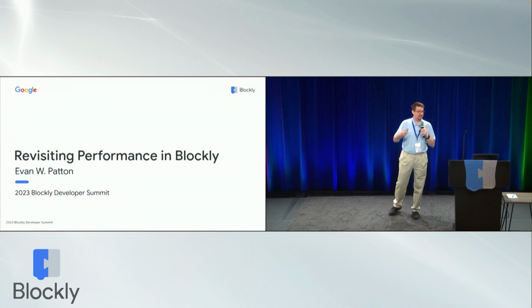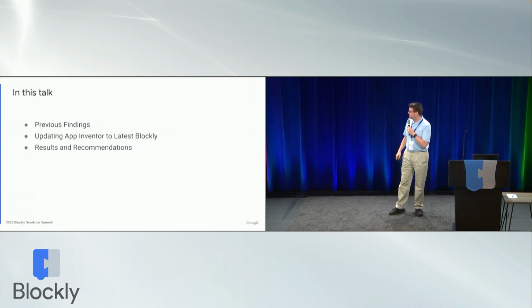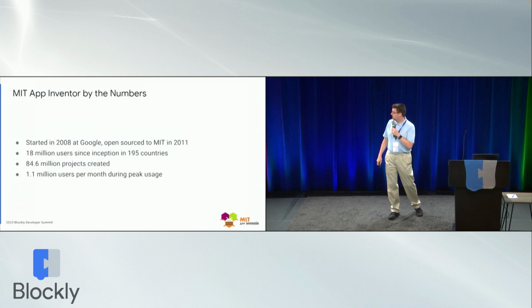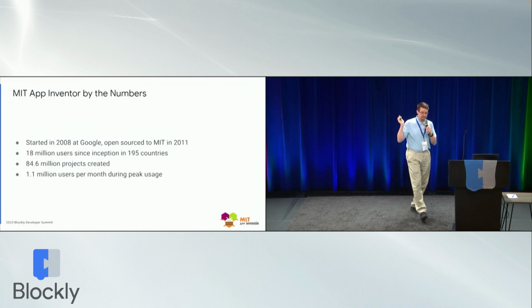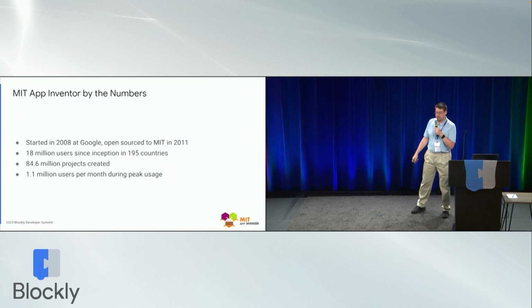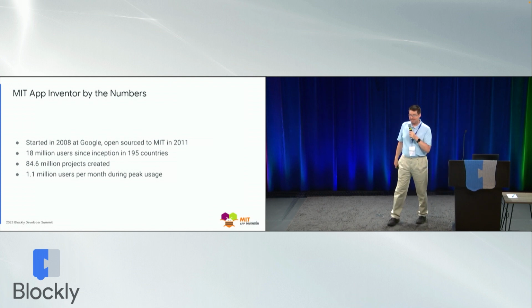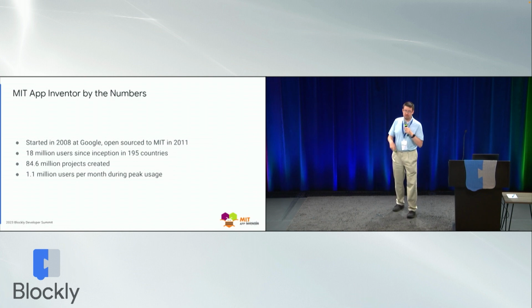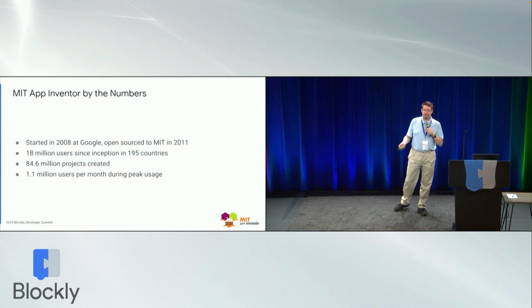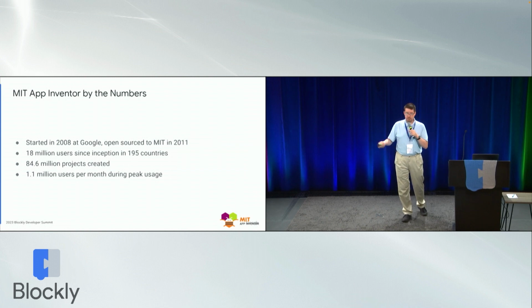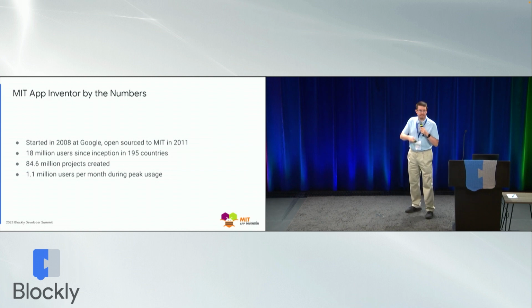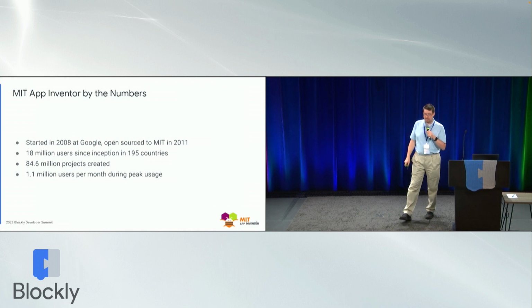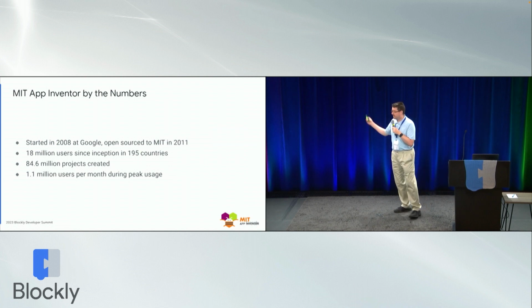And I thought, since we're working on bringing App Inventor up to date with Blockly, let's revisit the performance numbers from before. So for those of you who weren't here yesterday, this is the history of App Inventor. And for those of you watching on YouTube recording later, App Inventor was started here at Google. It was open source to MIT. It became one of the first use cases for Blockly. And Neil, I think, has a story of how that came to be from that same summit I mentioned earlier. And we've got 19 million users now and 90 million projects since I made this slide.